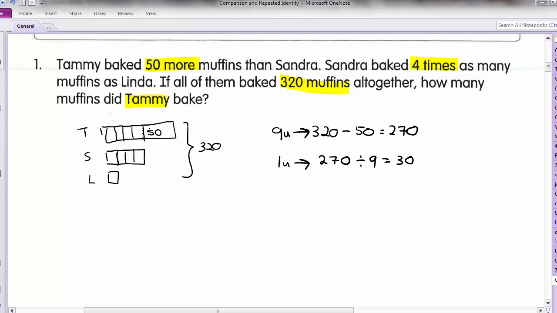What am I looking for? I'm looking for Tammy. Where's Tammy? Tammy is here. So how many units is Tammy? Tammy is 4 units. So 30 times 4 gives me 120. But Tammy is not just 4 units. Tammy is 4 units plus a 50. So that's why I take 120 plus 50 and I get 170. So this is how many muffins Tammy baked.